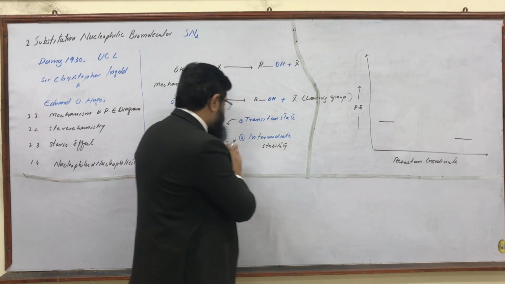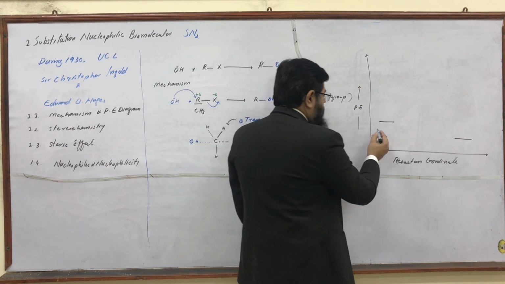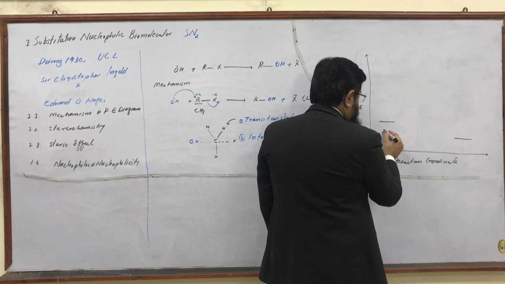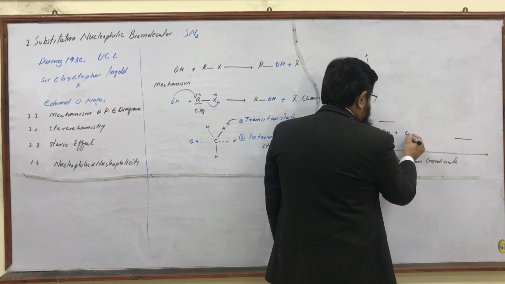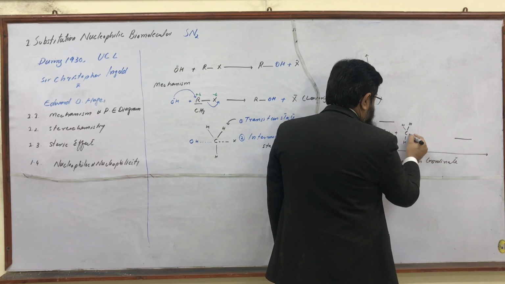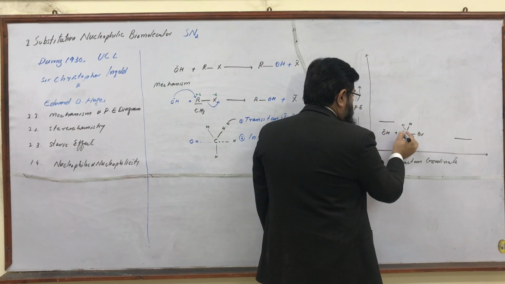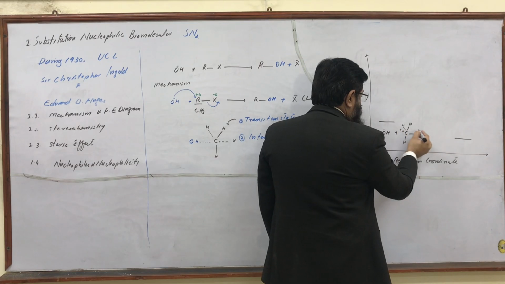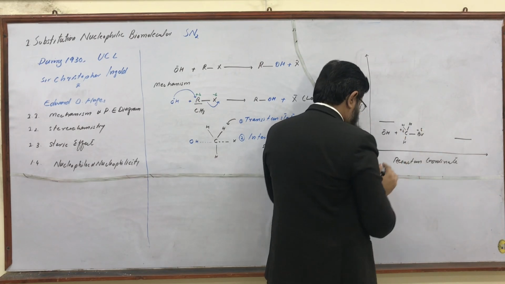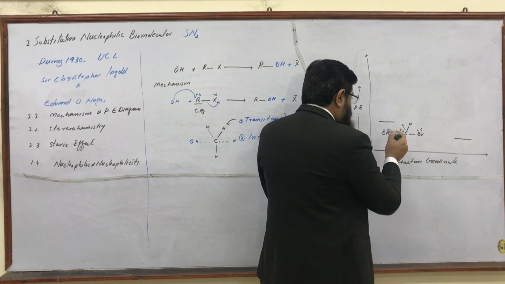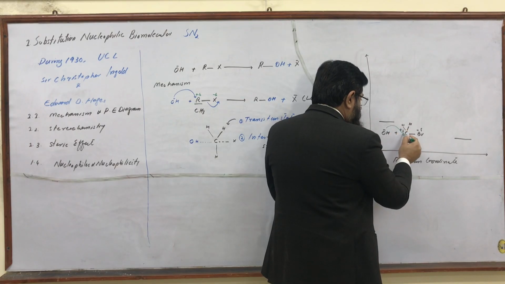So here we have two reactants. One is a nucleophile that is going to attack an alkyl halide. This is a partial positive center, this is a partial negative center. So this hydroxyl group is going to attack this carbon.